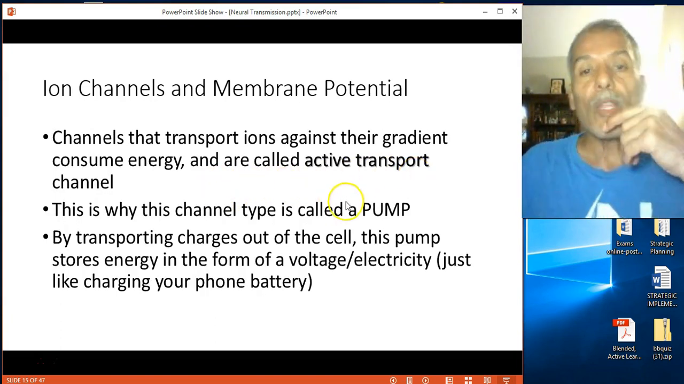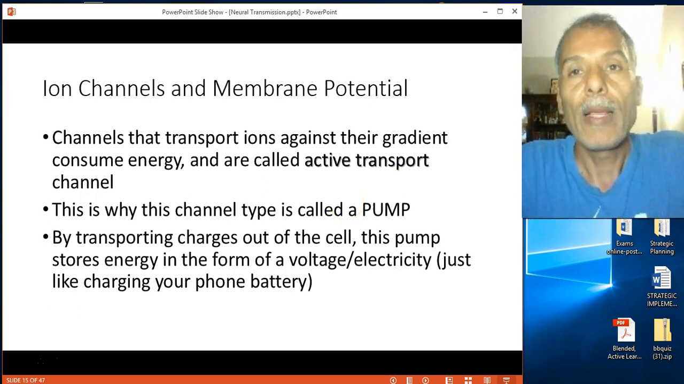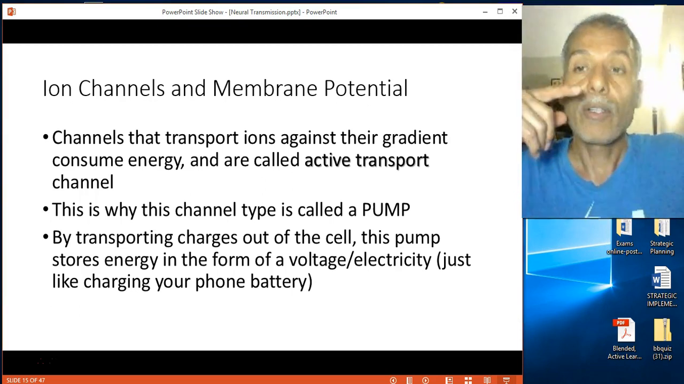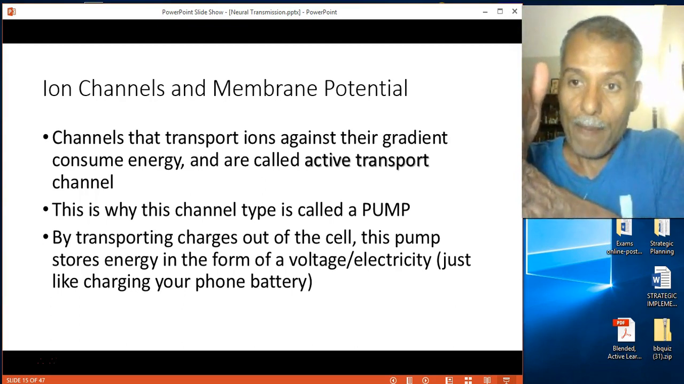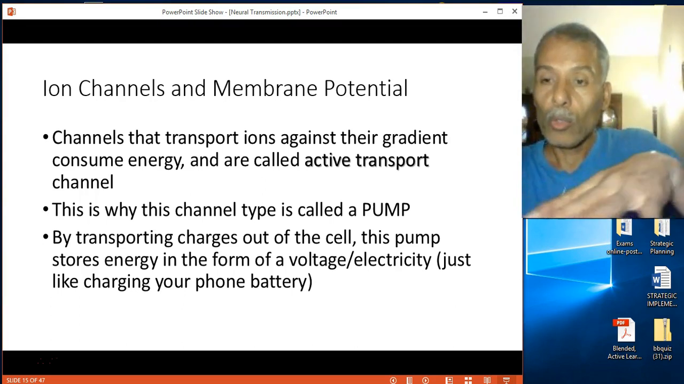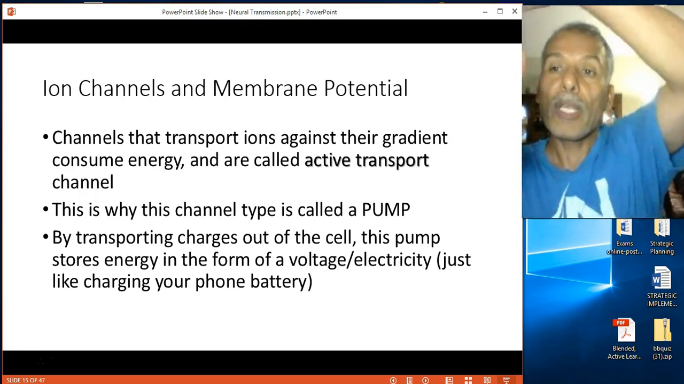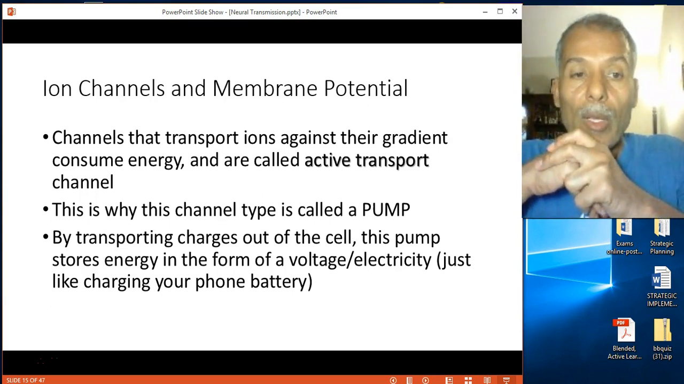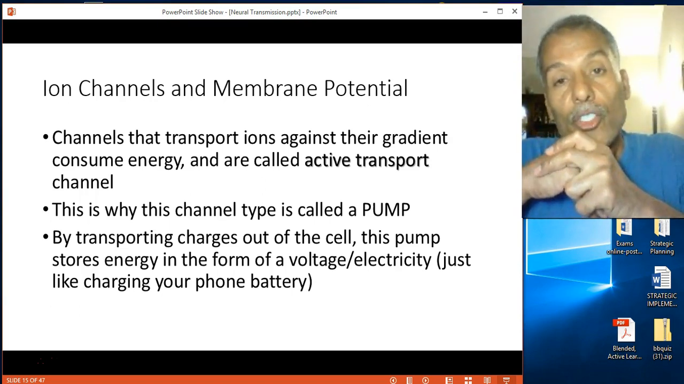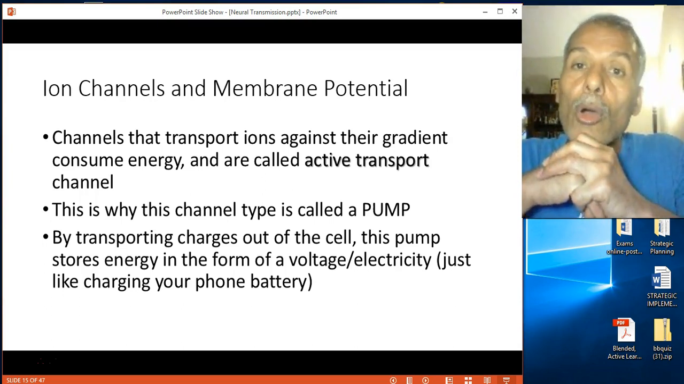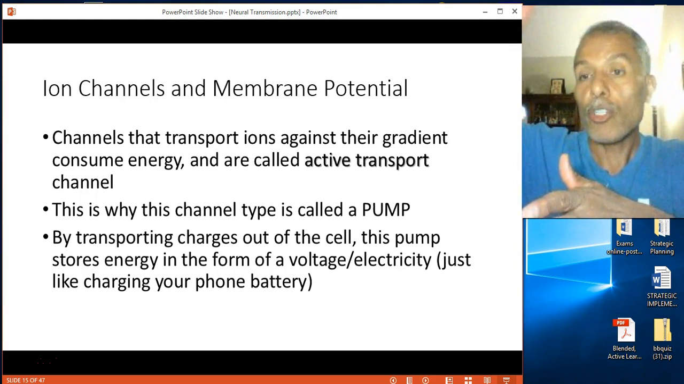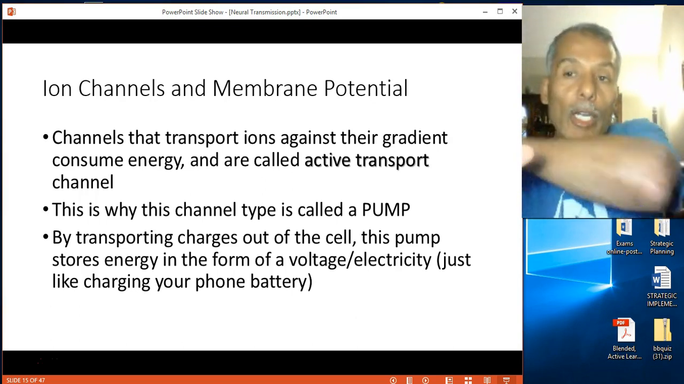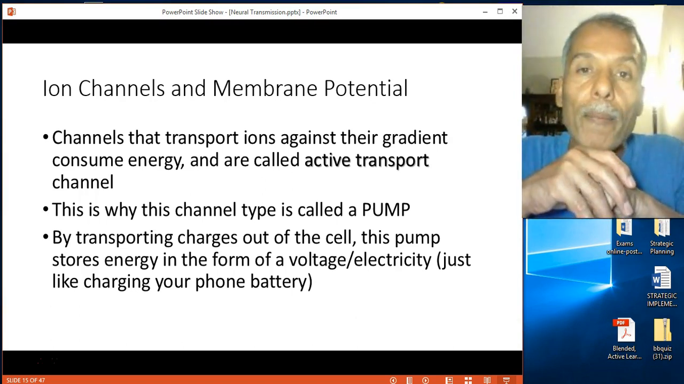First, let's look at the gates, the nature of the gates. Channels that transport ions against their gradient, like that river dam, where you want to take water from the lower end and pump it behind, to the other side where there's more water behind the dam. So you need to expend energy, but by doing so, you are increasing the potential of that water on the other side of the dam. So if you open a gate in the dam, you are going to have a more powerful current coming in.